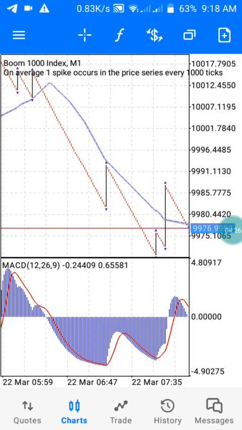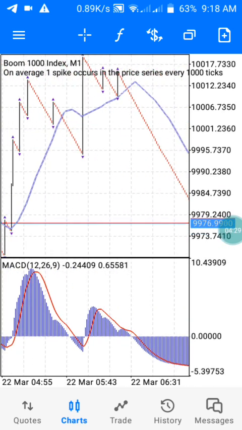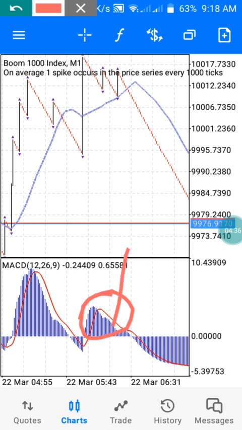Let me show you some more entries on this. You see, but don't take a very small MACD like this. Don't take a small MACD like this. It might affect you because it might keep on spiking for a long period of time. So look for a MACD that is very high like this. Every time, just look for that.